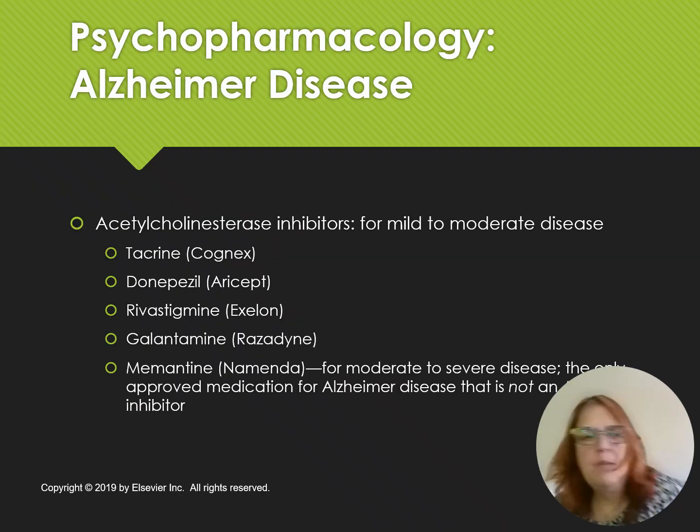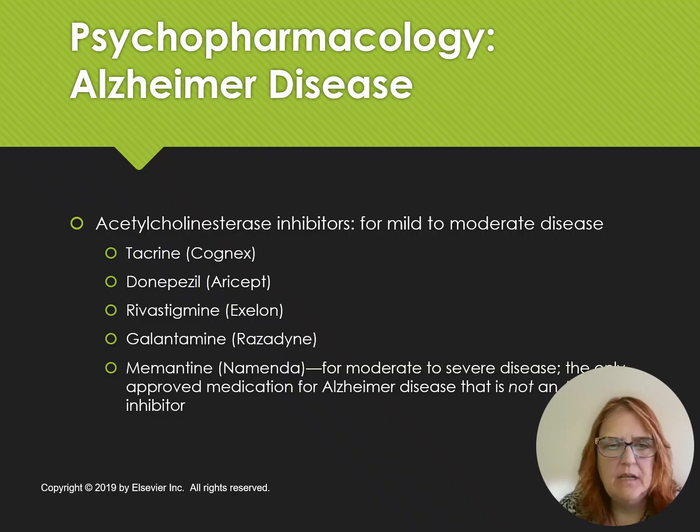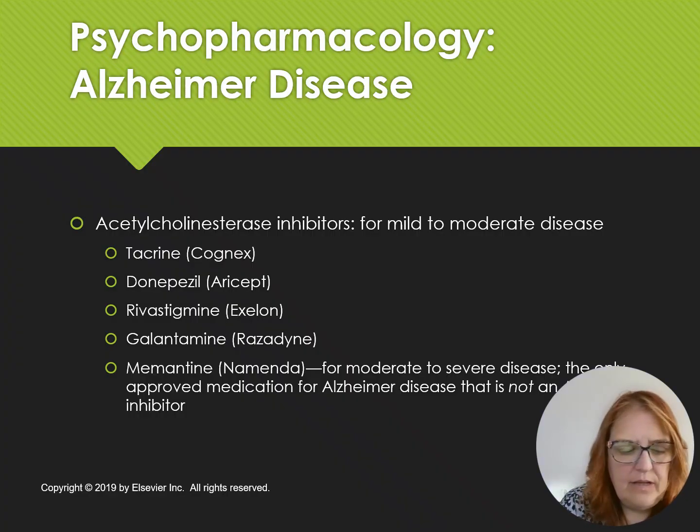So now we'll talk about the psychopharmacology of Alzheimer's disease. For mild to moderate cases, you want to treat with acetylcholinesterase inhibitors, which would be Cognex, Aricept, Exelon, or Razadyne, or Namenda. So these acetylcholinesterase inhibitors are medications that block the breakdown of acetylcholine, a neurotransmitter crucial for memory and learning, and are primarily used to treat Alzheimer's disease and other cognitive disorders.